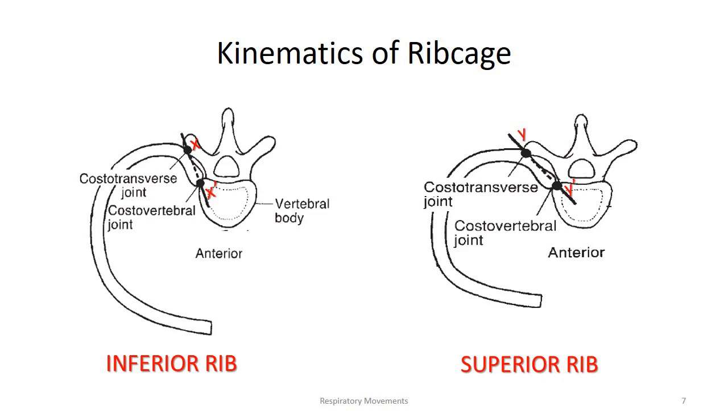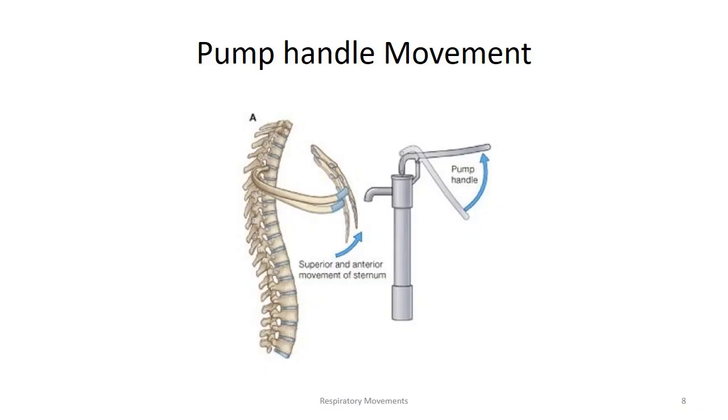Now just look at your left hand side. Can you see inferior ribs? The axis of movement of inferior ribs is X and X dash, which passes through costotransverse joint and costovertebral joint, and it is slightly inclined towards the sagittal plane. So the movement will occur exactly perpendicular to it, and that is in the frontal plane. Okay, now let's start with the respiratory movements.